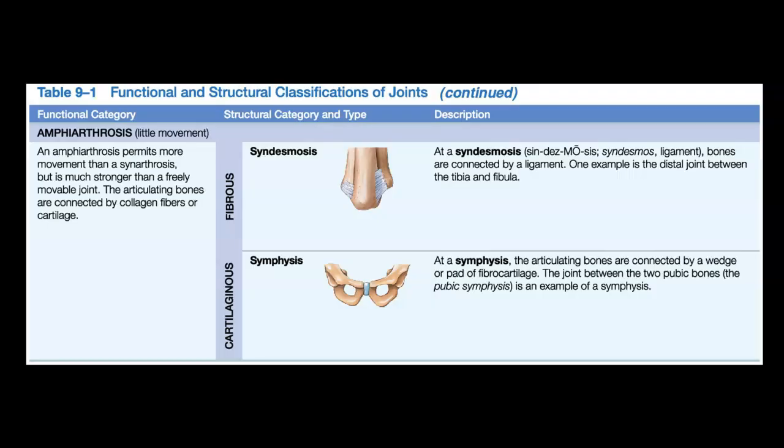Then below that is the one that we just looked at. That is the symphysis, and that's going to be found that connects the two coxa together, each side of the hip. And so that's going to come together right there, and it is going to be like a wedge or a pad of fiber cartilage. And so that joint between the two pubic bones is that pubic symphysis.